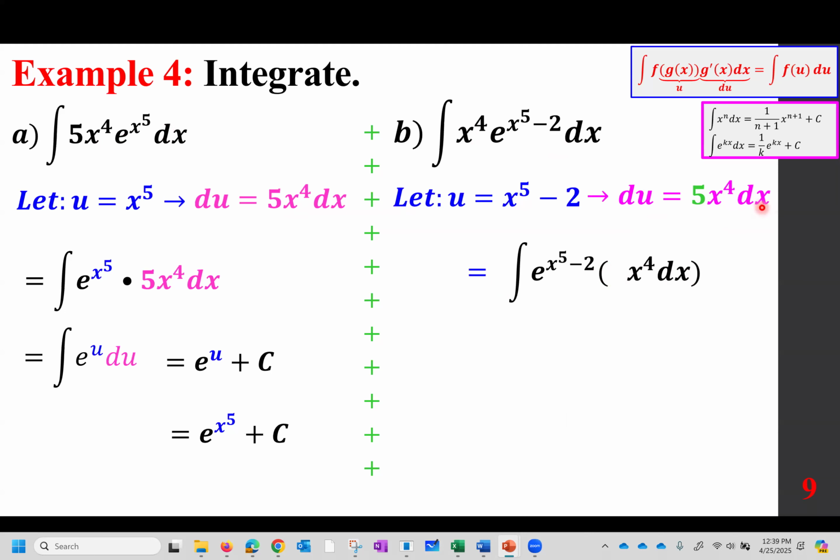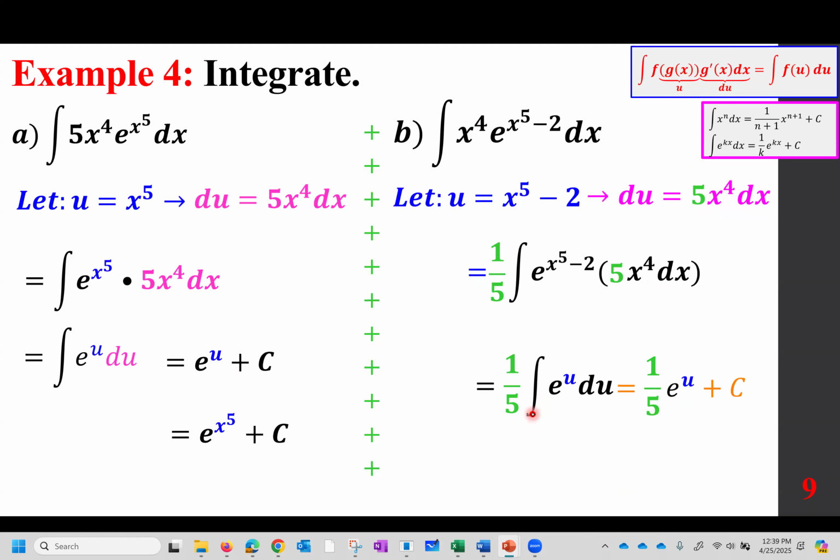Again, in some texts, in most, they solve for dx. But what I'm offering you is an easier way. Plug in 5, undo it with 1/5. Now, this is e to the power of u du. This is the same as this, e to the power of u and a constant. Don't forget the 1/5.